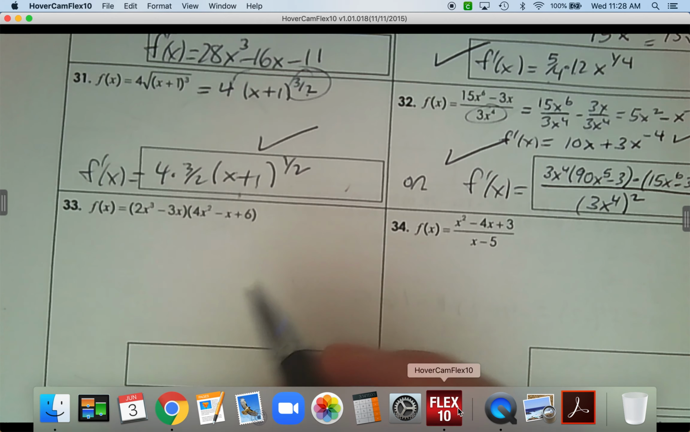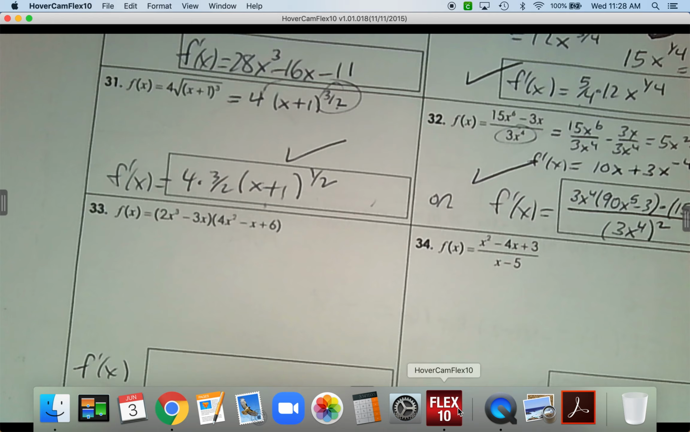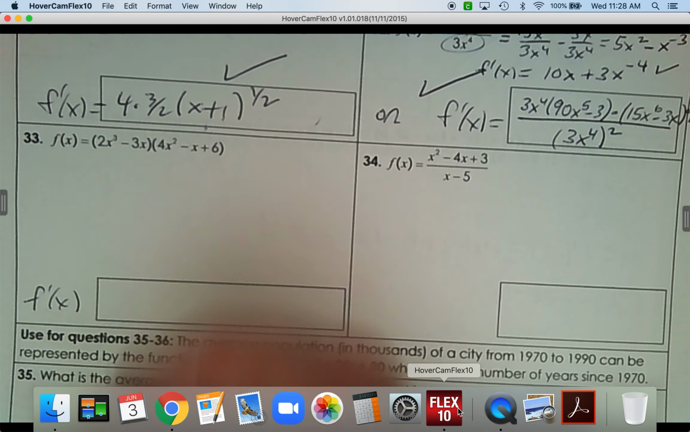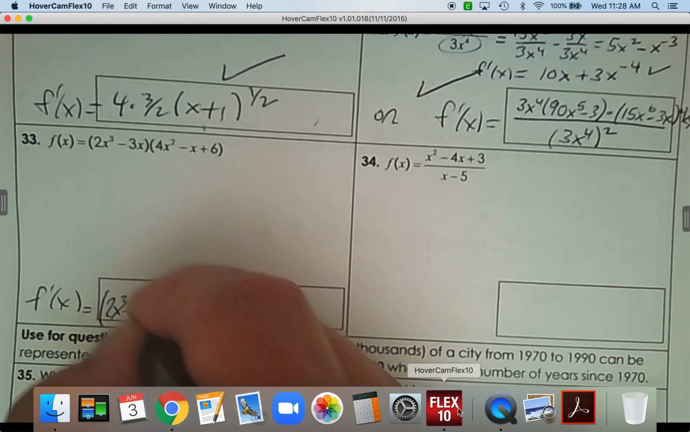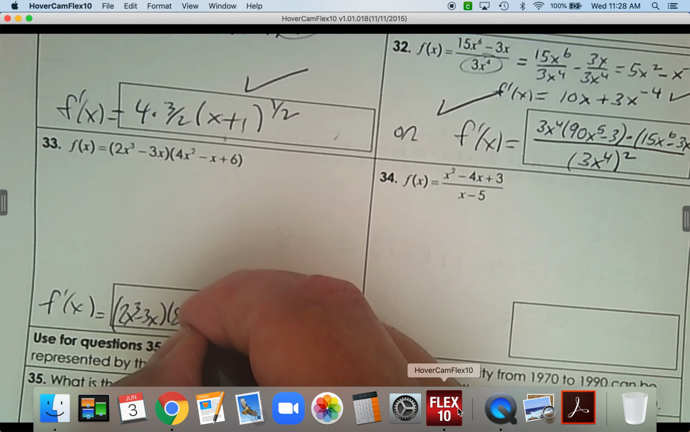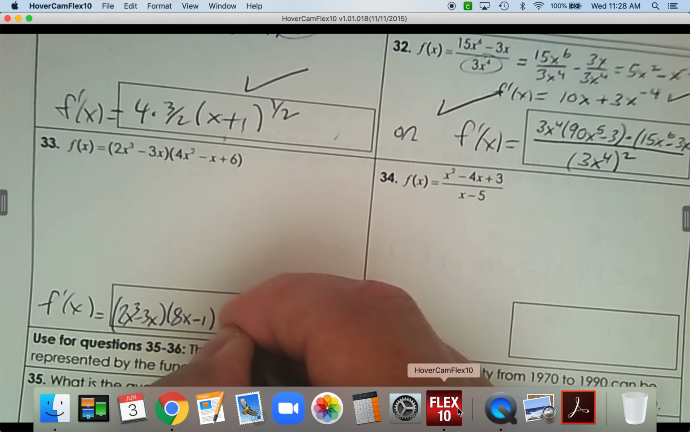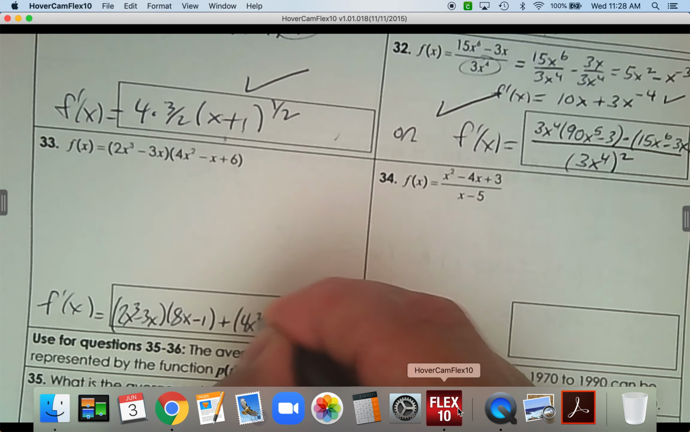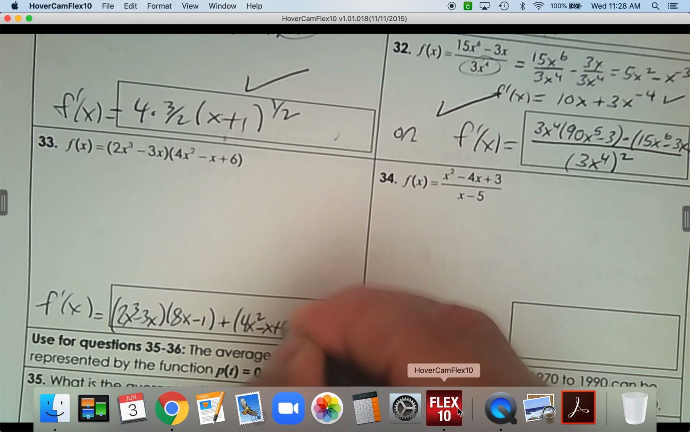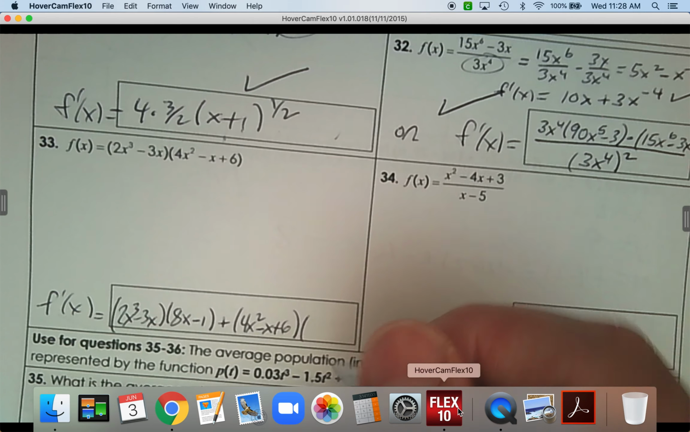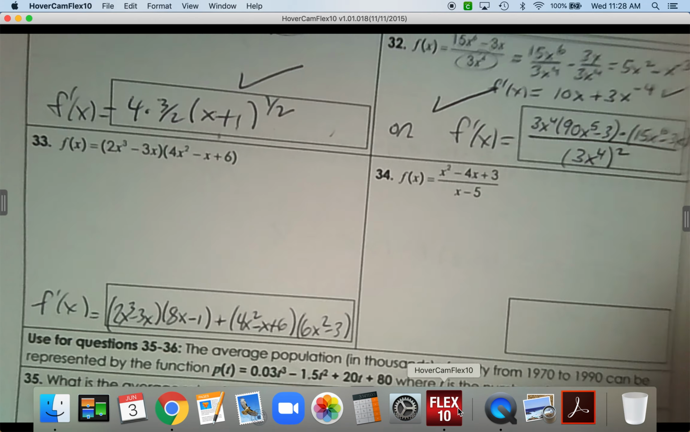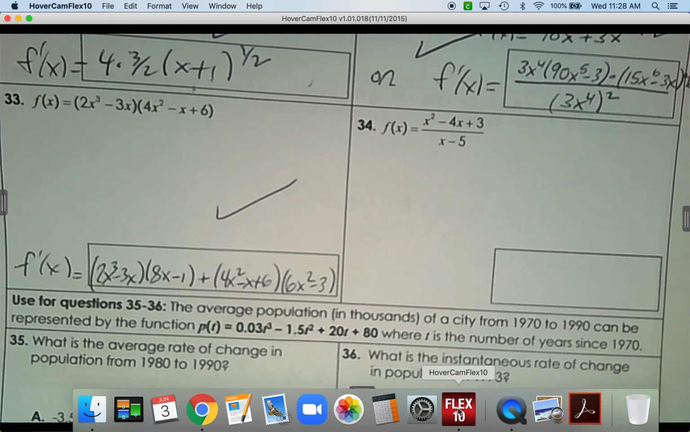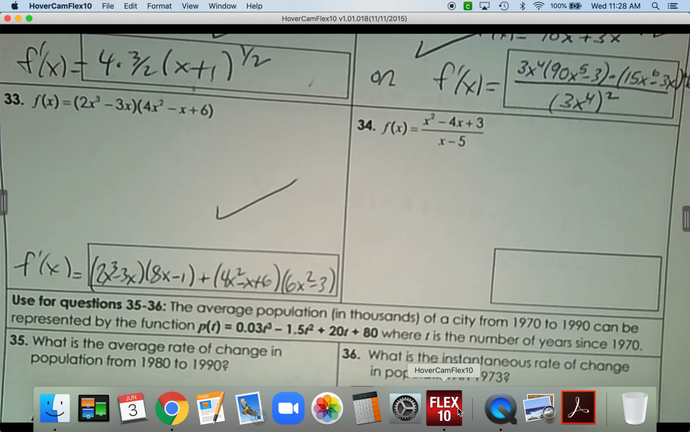This one we're going to do the product rule. So for the product rule, it is the first times the derivative of the second, that's 8x minus 1, plus the second times the derivative of the first. So that's 6x squared minus 3. No need to simplify that. So can you do the product rule? The first times the derivative of the second plus the second times the derivative of the first.